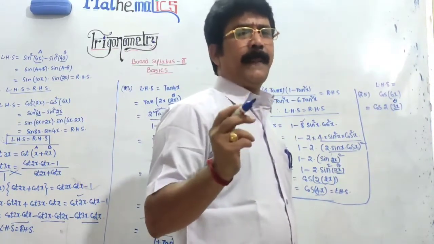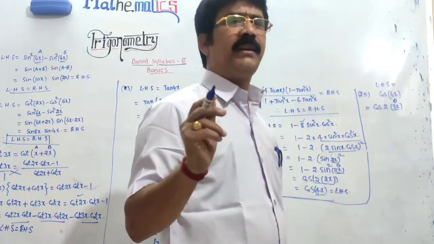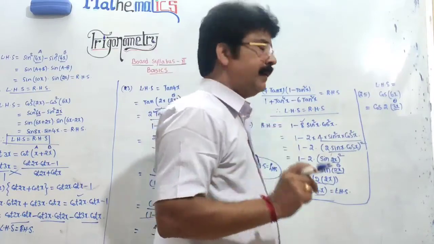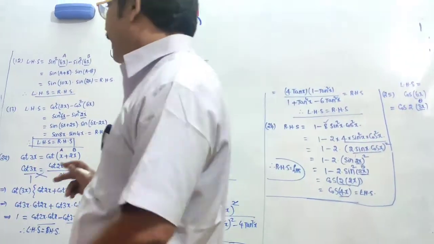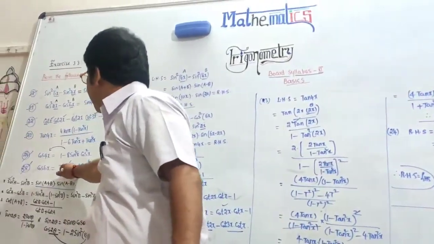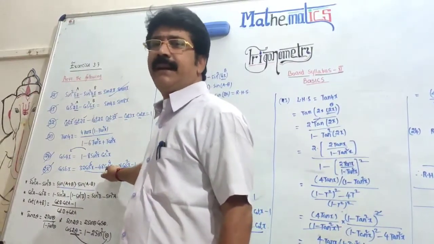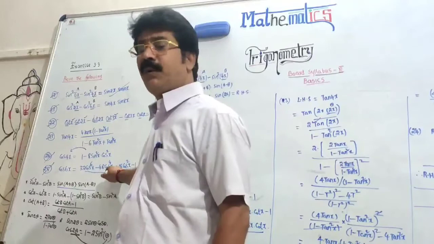Cos formula, only sine formula, only cos formula. Which formula is suitable here? You tell me. One logic: the RHS side is completely in terms of cos. That's why we are taking the cos formula only.